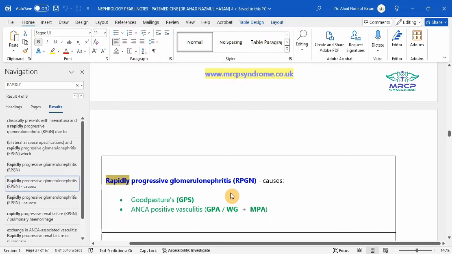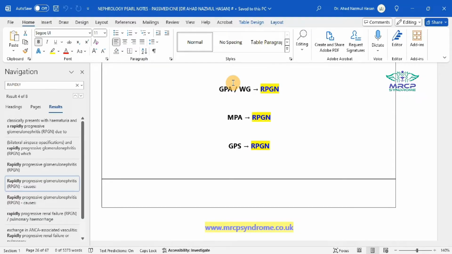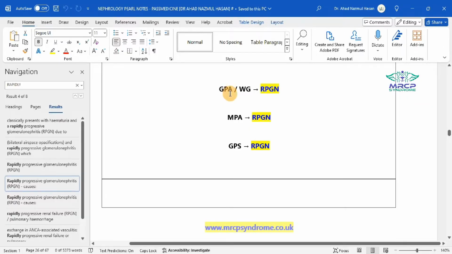So how can we differentiate between GPA, MPA, and GPS? Which one will have ENT involvement? GPA. GPA will have the ENT involvement. Which one is related to C-ANCA positivity? GPA, or Wegener's, is related to C-ANCA positivity. Which one is related to P-ANCA positivity? MPA. And which one would be ANCA negative?